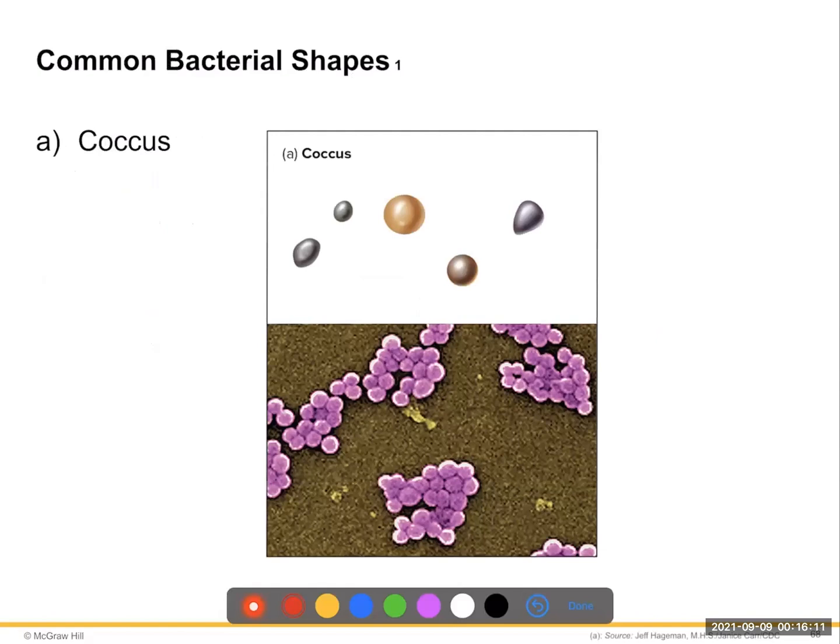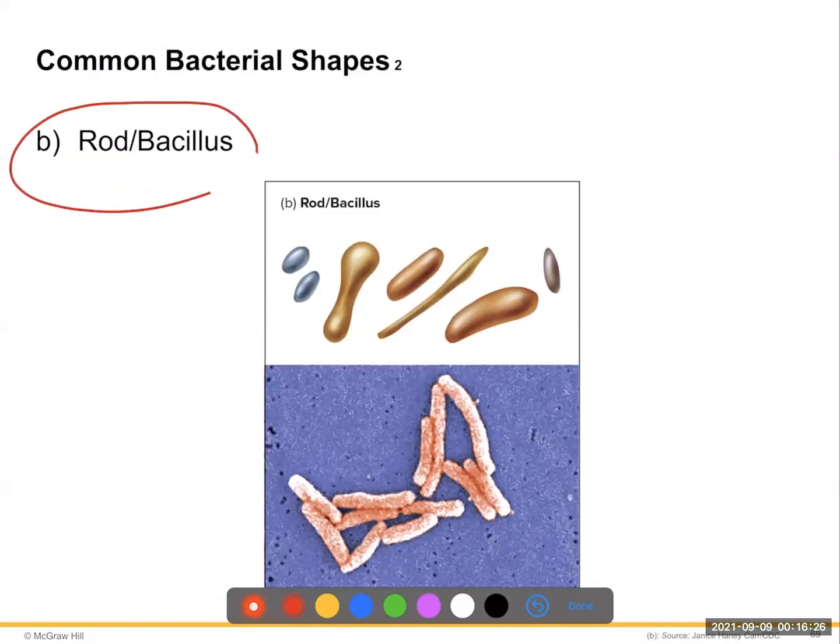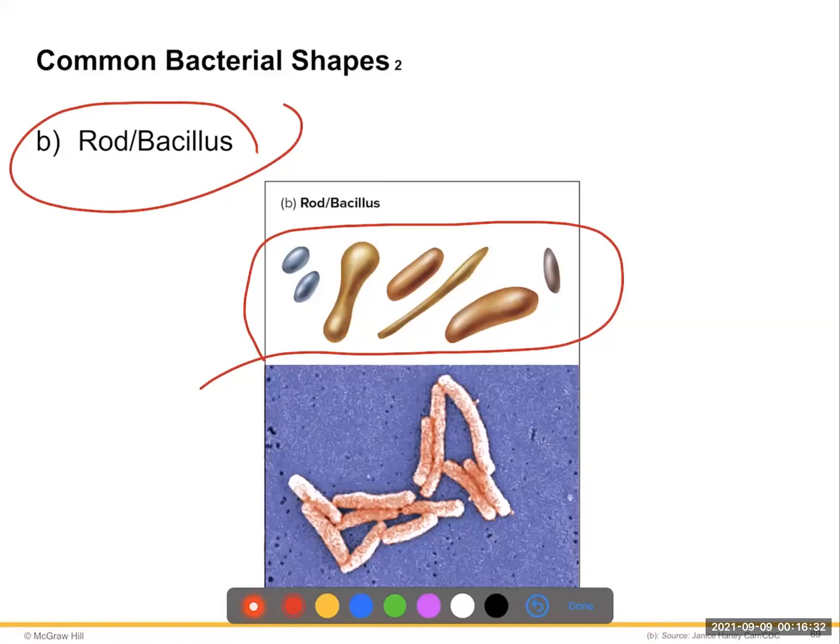This is coccus. These are round shapes. If you see this on a nursing exam, you would choose the bacteria that has the word coccus in it. It'd be a long name, but you know coccus means round or spherical. Rod shaped are bacillus, and you see the different shapes the rods take on. Isn't tuberculosis rod shaped? Yes, I believe so. Tuberculosis is a bacillus. I'll double check. I believe tuberculosis is rod shaped also.